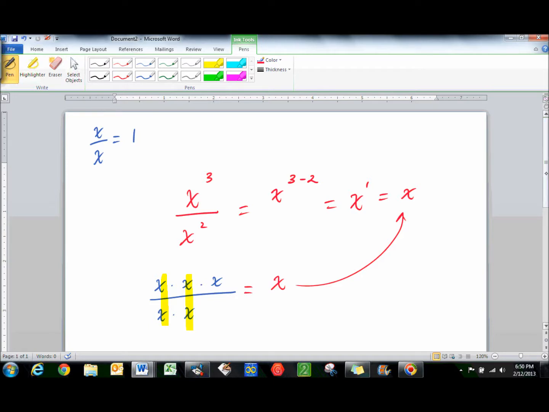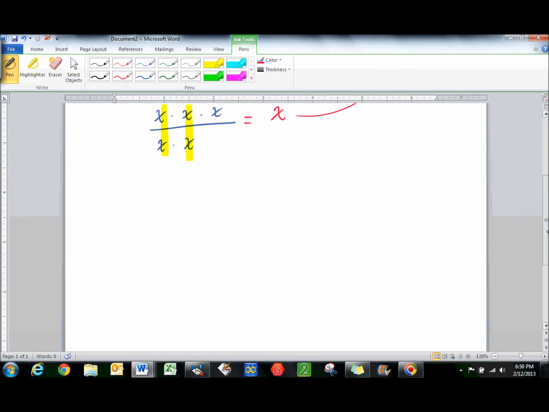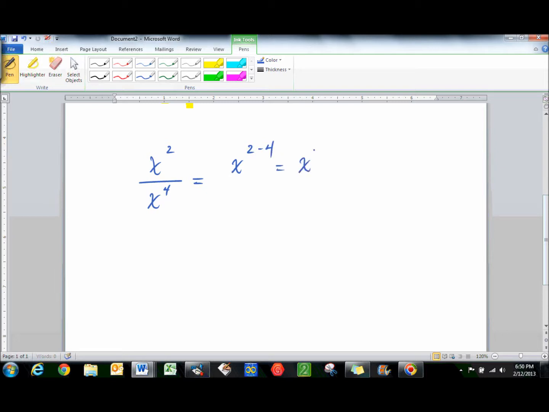Now, here's a place where a lot of students have a little bit of trouble. If we were to take a problem like this and say x squared over x to the 4th, and we use the property that helps us use subtraction, so the quotient of powers property allows us to use subtraction, and we end up with 2 minus 4, we get x to the negative 2 power. And if we recall from just the property before, we actually need to change this.